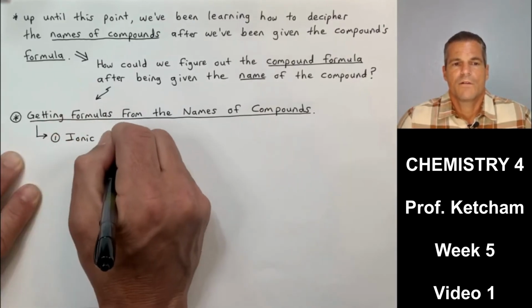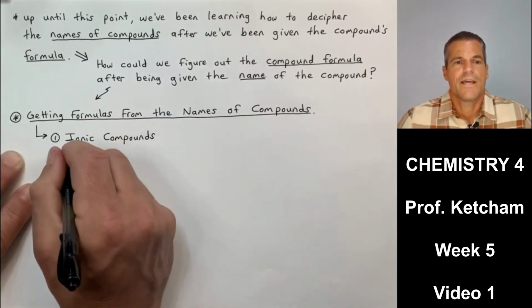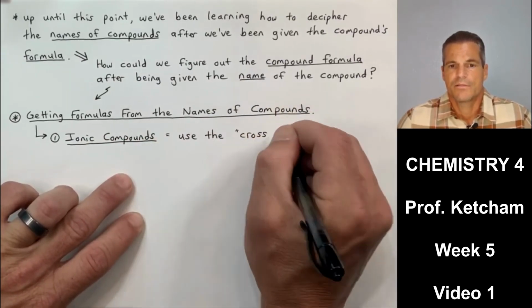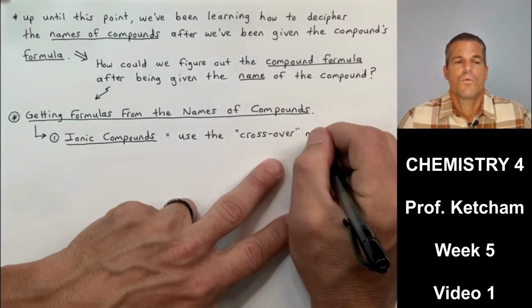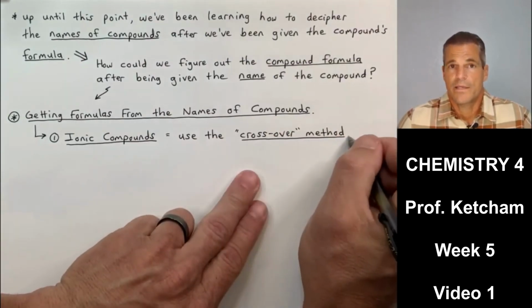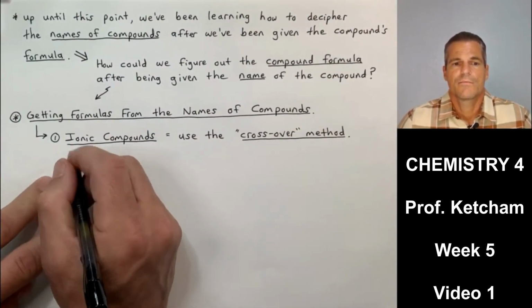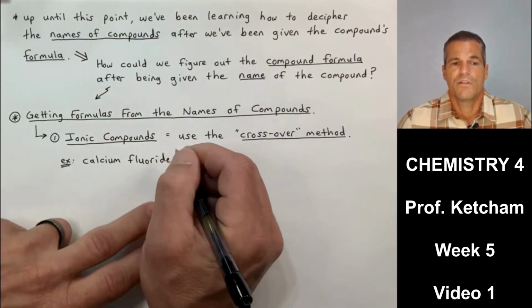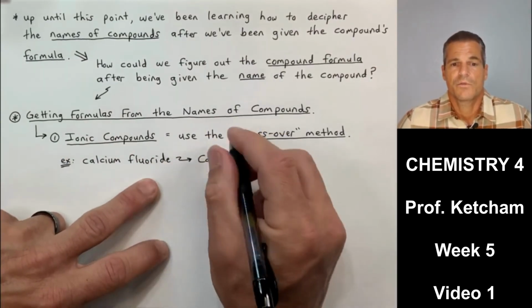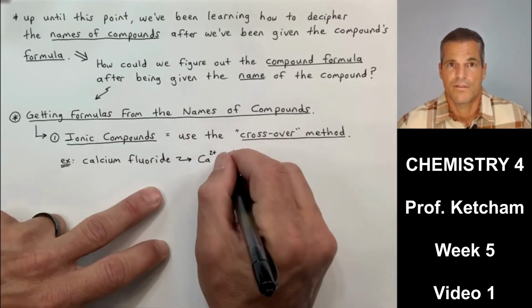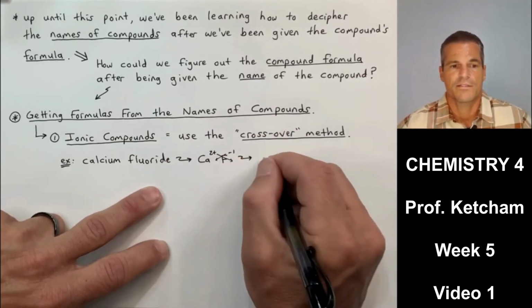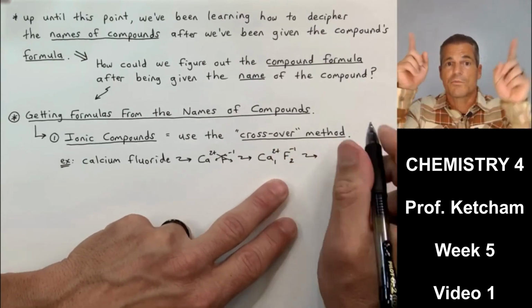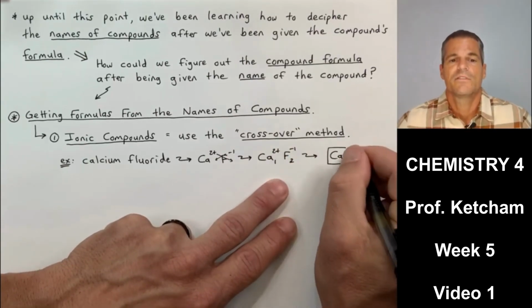Well, our next topic then becomes getting formulas from the names of compounds. All right. Well, for ionic compounds, discussed in the previous two videos, we're going to use something called the crossover method. Sometimes it's called the crisscross method. When I lecture live, you see me go like this all the time because I'm crossing charges down. You'll see what I mean.